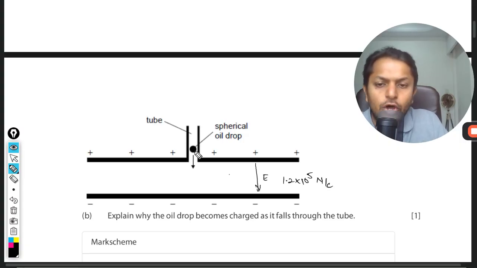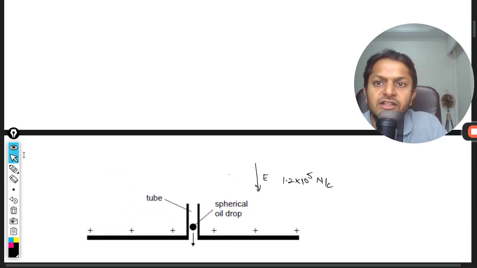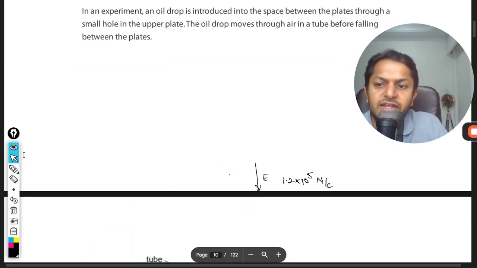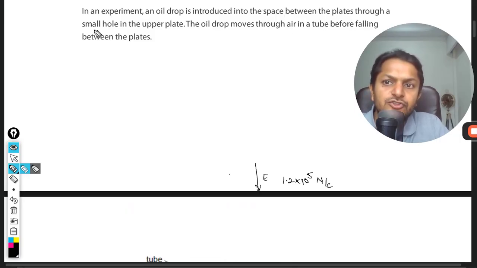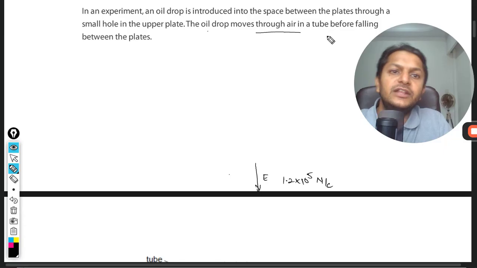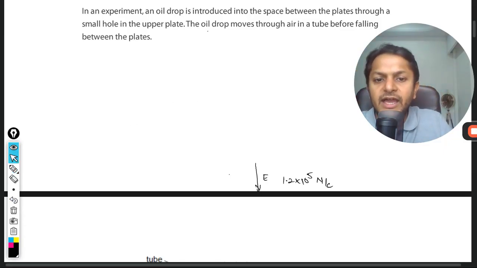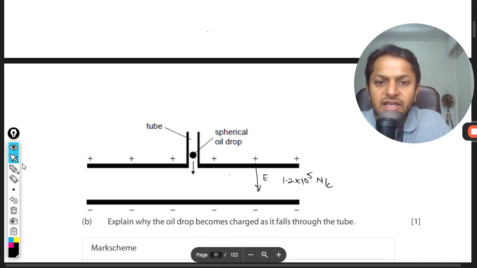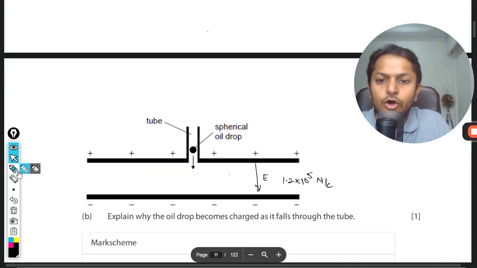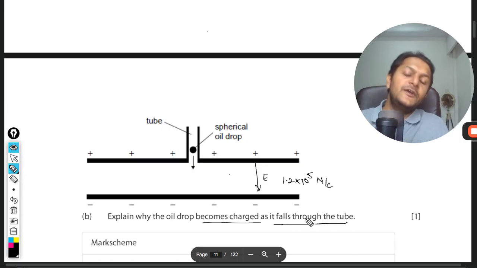And the oil drop is falling from this tube, which is clearly written there that it is falling through the air. It is introduced in the space between the plates through a small hole. The oil drops move through air in the tube, so it is crossing through air there. And the question is, explain why the oil drop becomes charged if it falls through the tube.